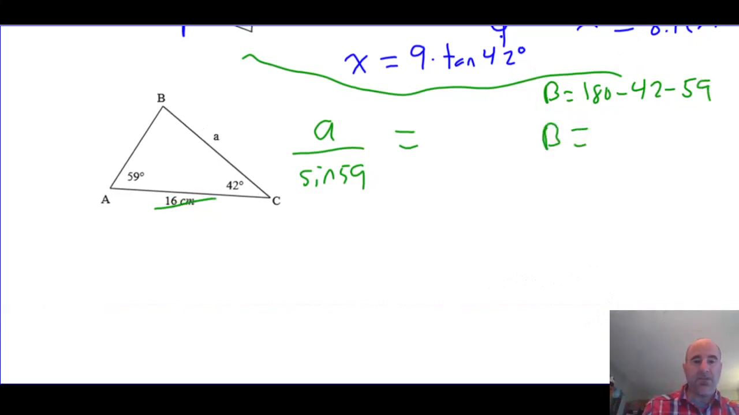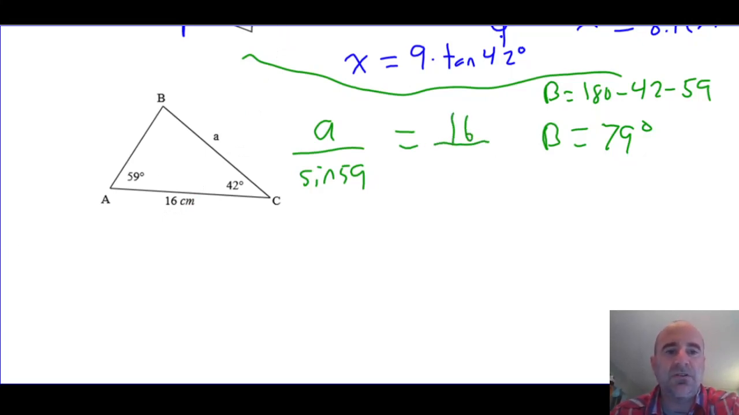And that gives us B is about 79 degrees. Okay, so now I know B. I needed B because I have to work with this 16 right here. I don't have any other choice. So [the side] equals 16 over sine 79.